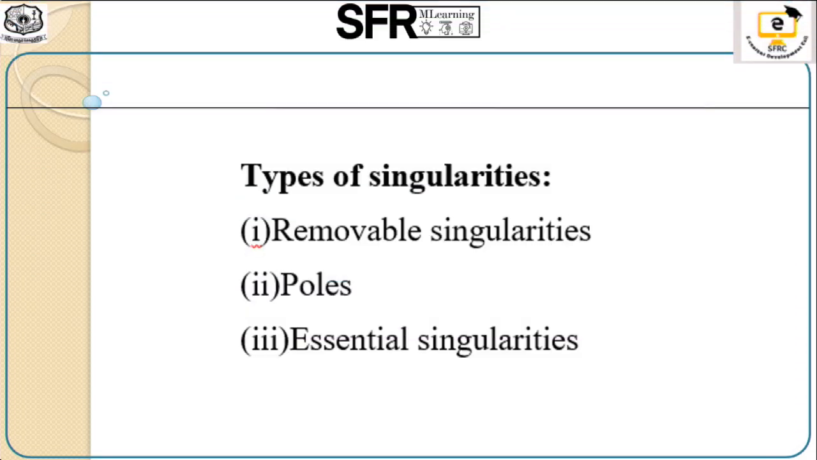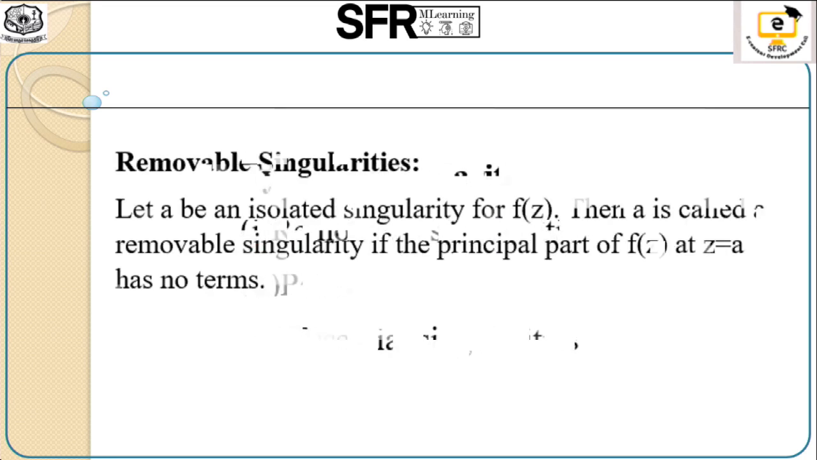Next, we classify the singularities into three types. First one, removable singularities; second, poles; and third, essential singularities. Singularities can be classified into these three types. Next we see the types one by one.